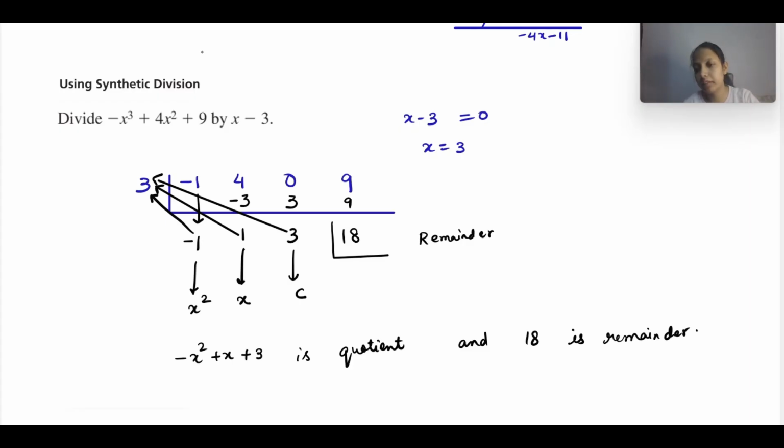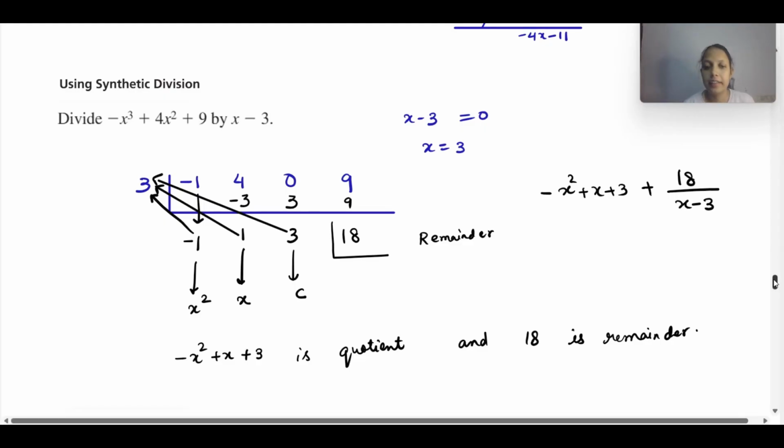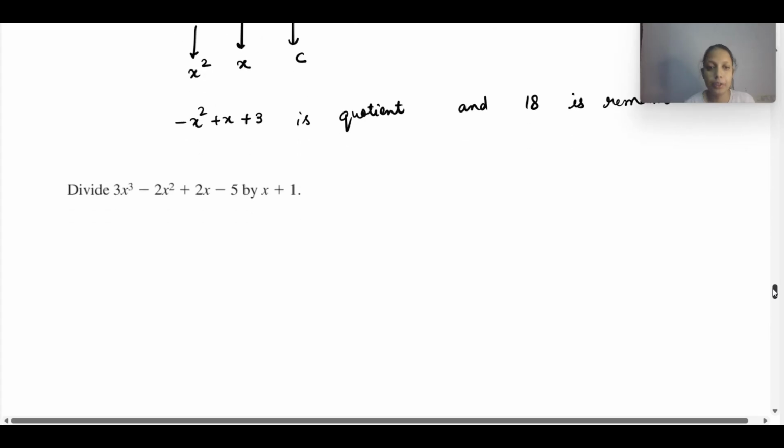Okay, done. You can write in a mixed fraction form: x square plus x plus 3, and a negative x square plus remainder at the top, with the dividend here x minus 3. Okay. Next, divide this polynomial by this.